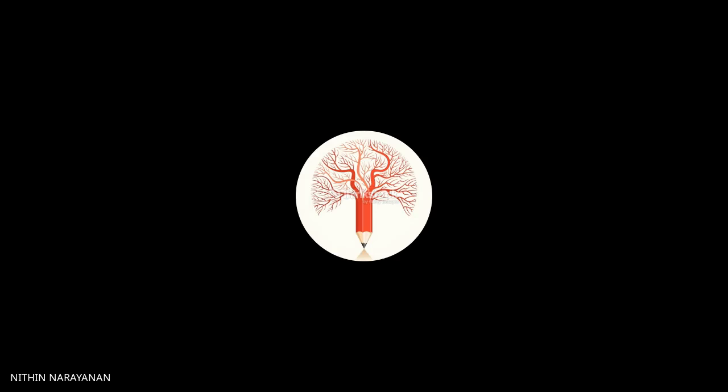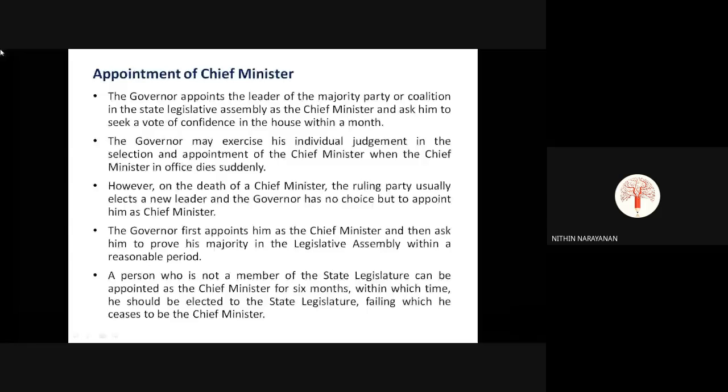In selection and appointment of the chief minister suddenly, in such happening, governor exercises individual judgment in the selection appointment. Okay, so he can make that individual judgment for the appointment of the new chief minister or a temporary chief minister. However, on death of chief minister, the ruling party usually elects a new leader and the governor has no choice but to appoint him as chief minister.